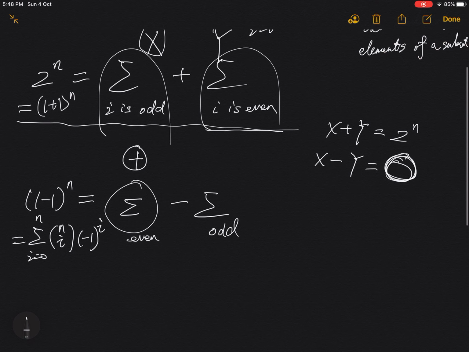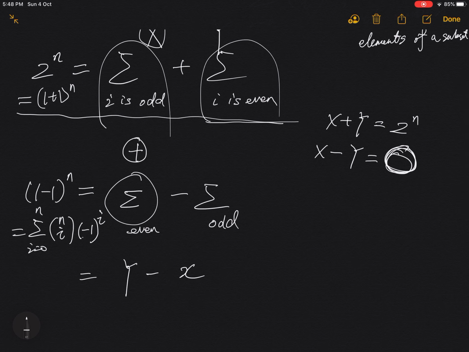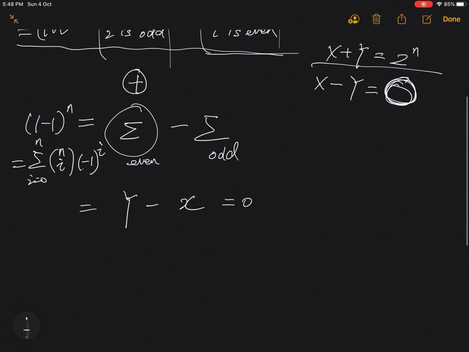So we actually generate y minus x here, right? But y minus x equals 0, and we have x plus y equals 2 to the power of n. So we will have x equals y, which is 2 to the power of n minus 1. So that's how I solve this problem.